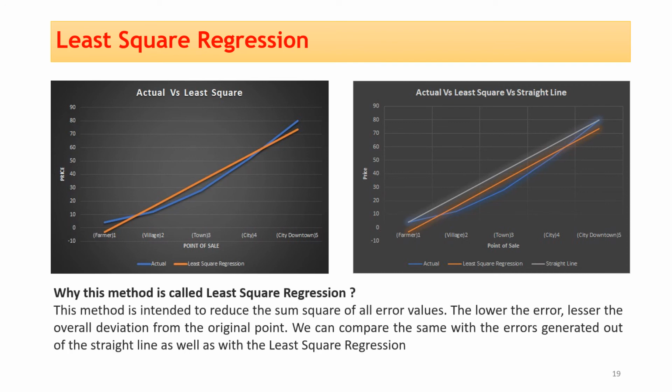Now, why is this method called least square regression? This method is intended to reduce the sum of squares of all the error values, and the lower the error, the lesser the overall deviation from the original points. We can compare the errors generated for the straight line as well as for the least square regression. If we see the second graph, our least square regression is close to our actual values as compared to our straight line equation, that is y equals mx plus c.